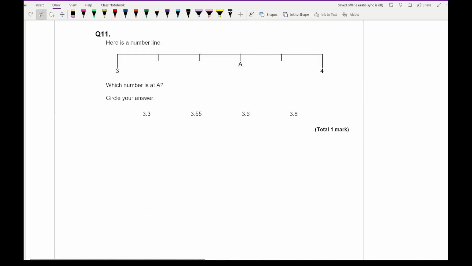Then moving on to question 11, so this is looking at number lines, and it says which is the value of A. So looking at this, what I want to do is see how many points there are that go up between 3 and 4. So here I've got 1, 2, 3, 4, 5. So here I'm going to do 1 divided by 5, which is 0.2. So it's going up in 0.2. So this is going to be 3.2. This is going to be 3.4, 3.6, 3.8. So what's the value of A? Well, it's going to be 3.6.